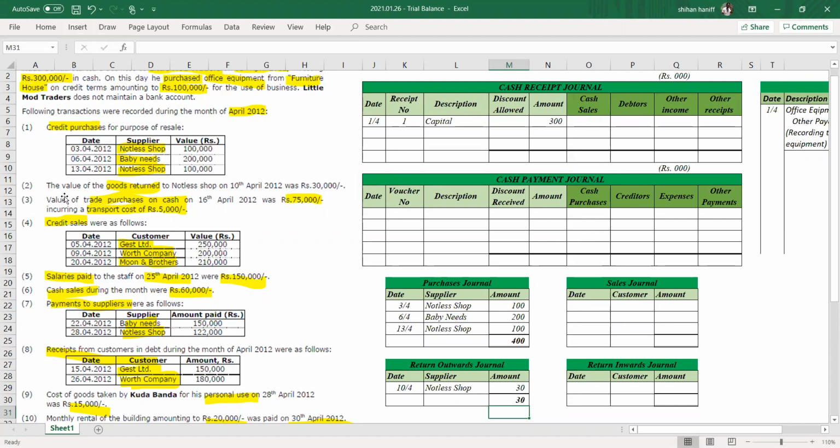Then there is a third transaction. The value of trade purchases on cash on 16th of April, 75,000, incurring a transport cost of 5,000. So this is a cash payment. 16th of April.